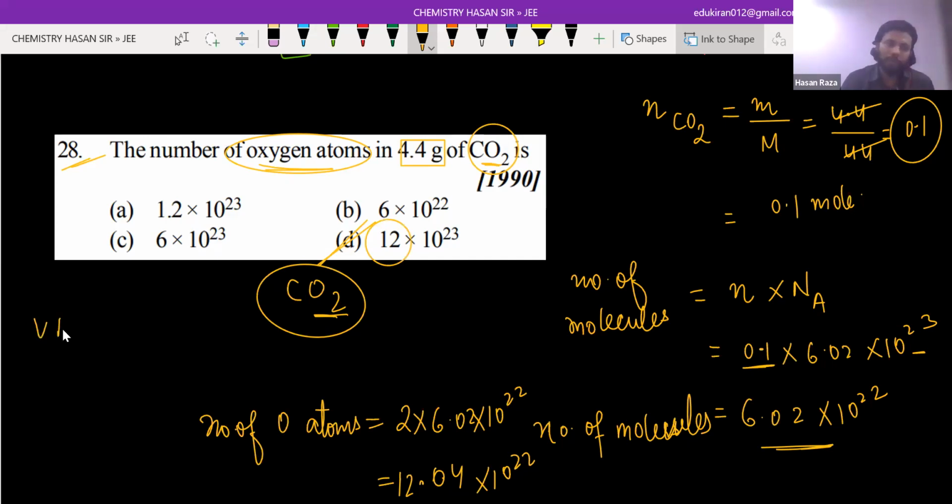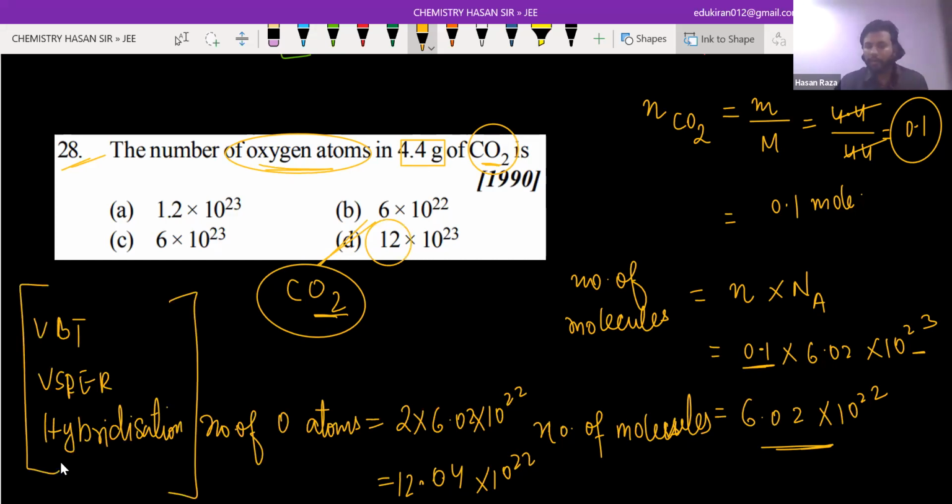In the next class, you are going to revise VBT, VSEPR, and also hybridization, which is very important for your class 12th organic chemistry. This will also be very important in the P block, D and F block, and coordination compounds. It will be very helpful. That's why I chose this topic. Just let me know when you are done with this.